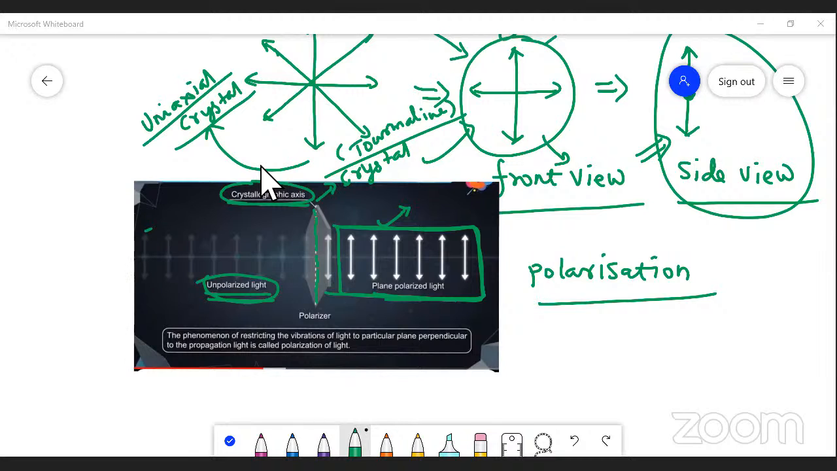Right. Very good. So this is polarization.